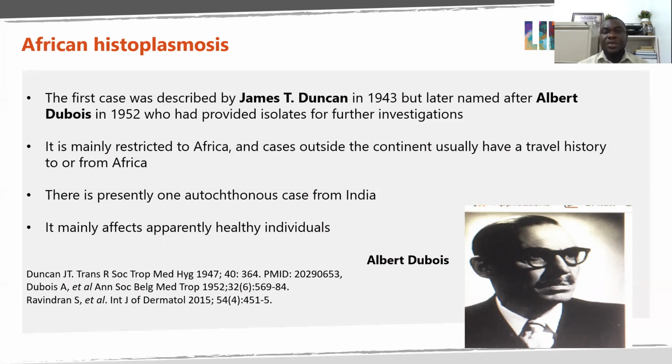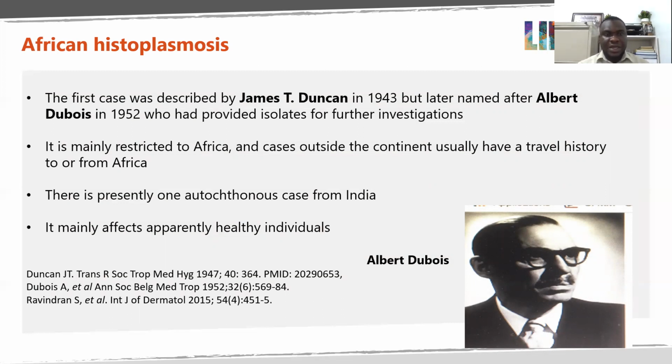So later, Belgian scientist Raymond van Bruggen studied more of the cases that were later diagnosed in other parts of Africa. He received several isolates from Albert du Bois, and then in 1952, he concluded that it would be a variant of the original capsulatum, and named it after Albert du Bois.